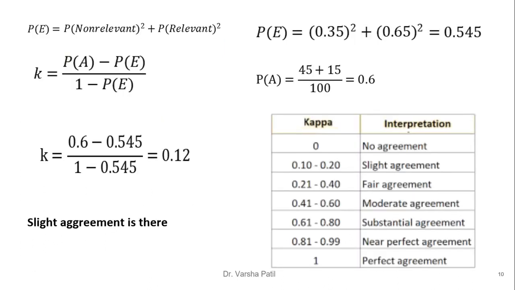After that we make the squares and calculate the probability by chance, and after that we put the values in. After this we get the value 0.12. So slight agreement is there. So the result is not acceptable here, meaning both judges do not agree on the relevance or irrelevance conclusion.